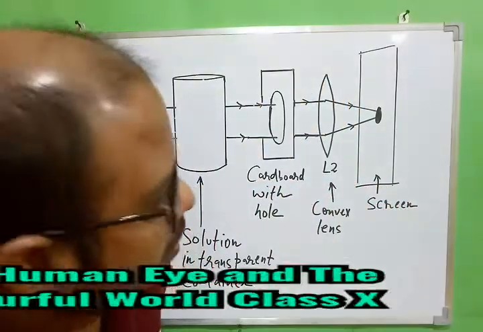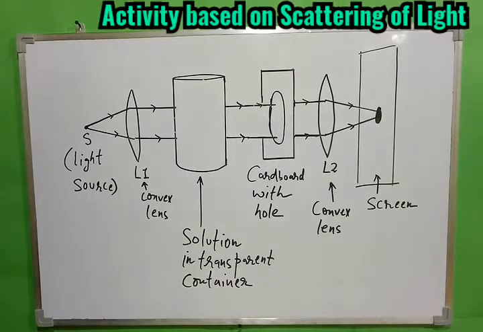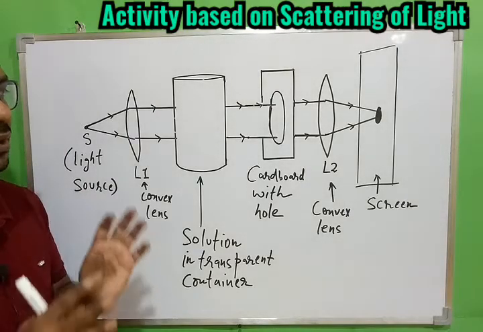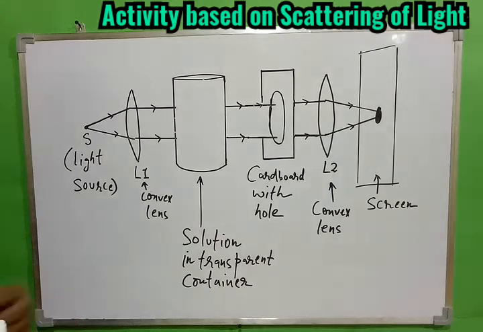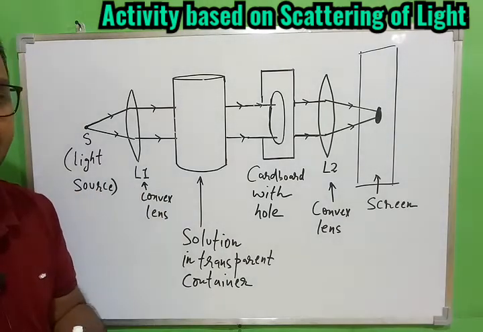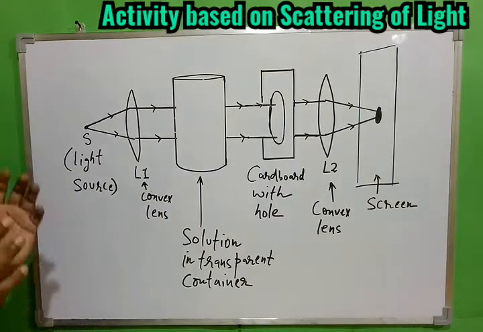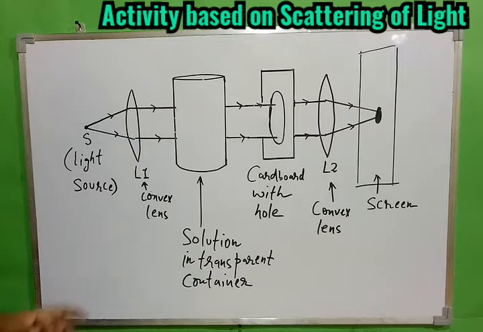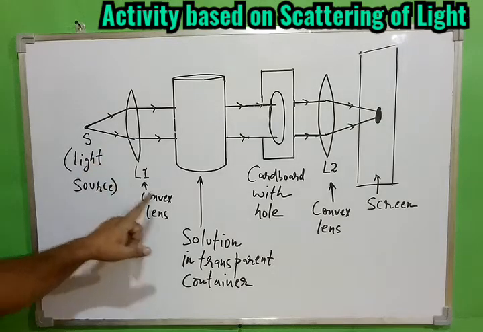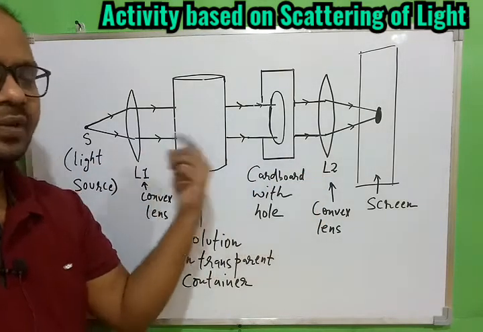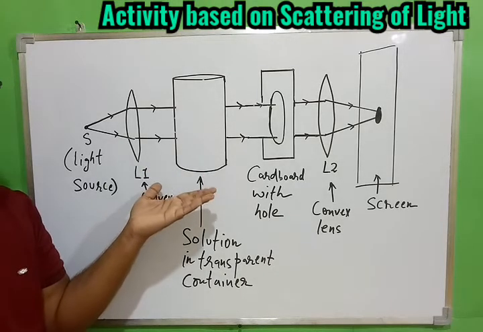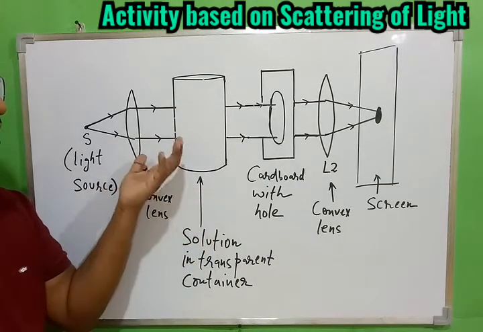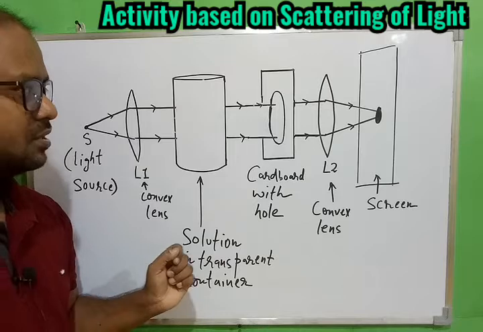So overall, very first I've already made the diagram where you can see what setup we have for this activity. Whenever we have to perform the activity we need some materials. The main requirements: you can see L1 and L2, which are two different convex lenses. Then we need a transparent container in which we can form some solution we are going to discuss.